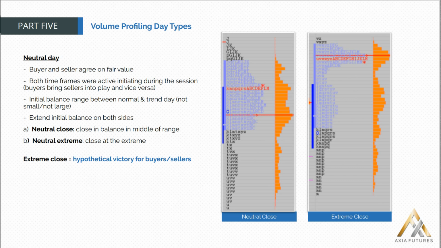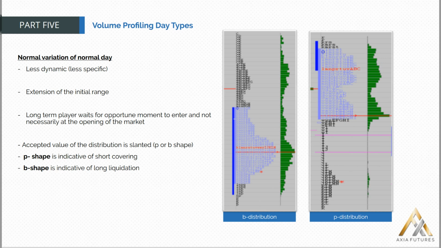As you can see in the two examples provided, in the first one we have a relatively neutral close where the market traded both sides of the initial balance. The second example is where we traded both sides of the initial balance, but we had an extreme close. In an extreme close situation, we would be looking for early buy-side opportunities in the next day. We will discuss these sorts of strategies as we move along further. Let's now take a look at the next day type.